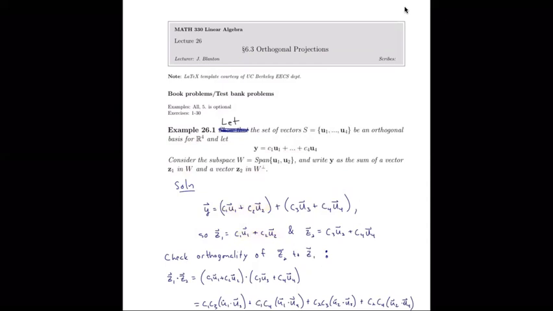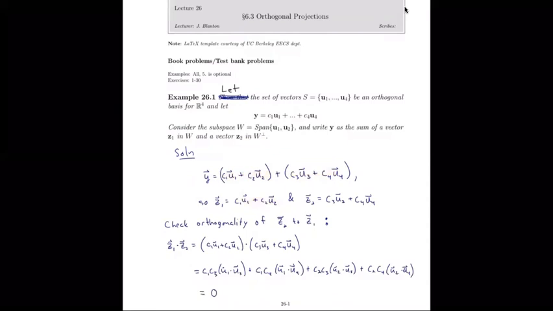And then the complement are these two vectors, because we know that U3 and U4 are perpendicular to any vector in W, because W is spanned by U1 and U2. So those are our two components: Z1, the component in W, and Z2, the component in W perp. And we could check orthogonality.